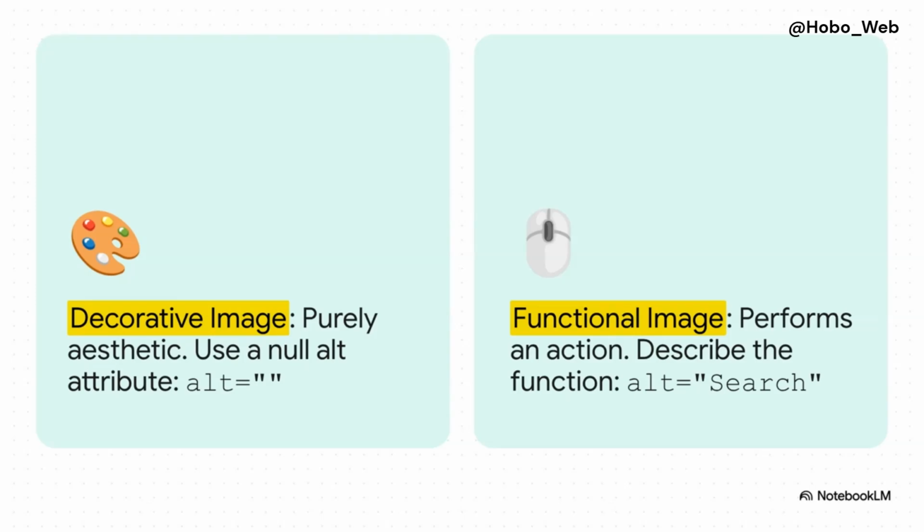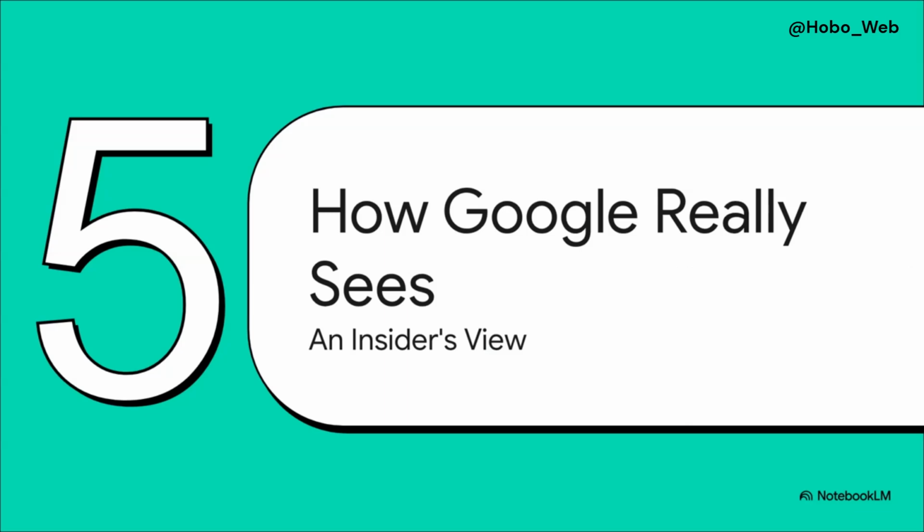Now, this is a really crucial distinction to make. Not every image on a page actually adds information. If an image is purely decorative, like a swirly background pattern, you have to use what's called a null or empty alt attribute. It looks like alt equals quotes. This tells screen readers to just skip it, which prevents a whole lot of auditory clutter. But for a functional image, like a search icon, the alt text has to describe the action. So it should be alt equals search, not alt equals magnifying glass. Big difference.